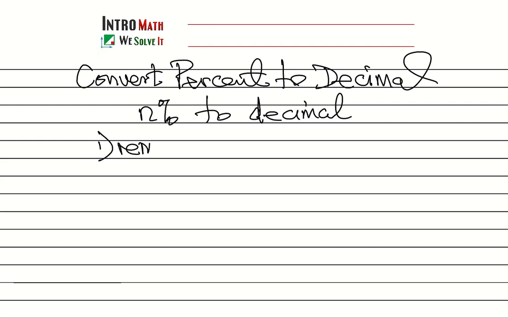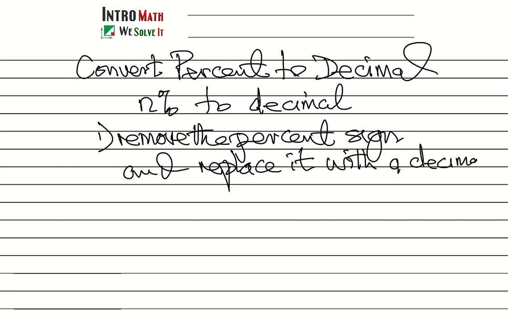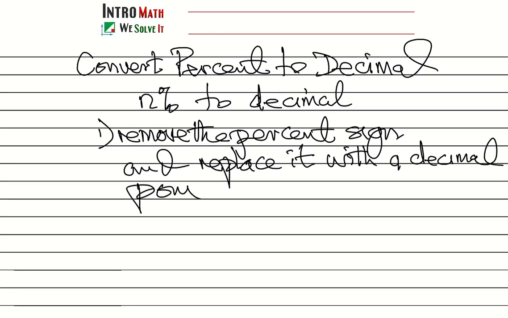Let me write that down for you. Remove the percent sign, and replace it with a decimal point. That's the first step. So you remove the percent sign, write the n, and replace it with a decimal point.